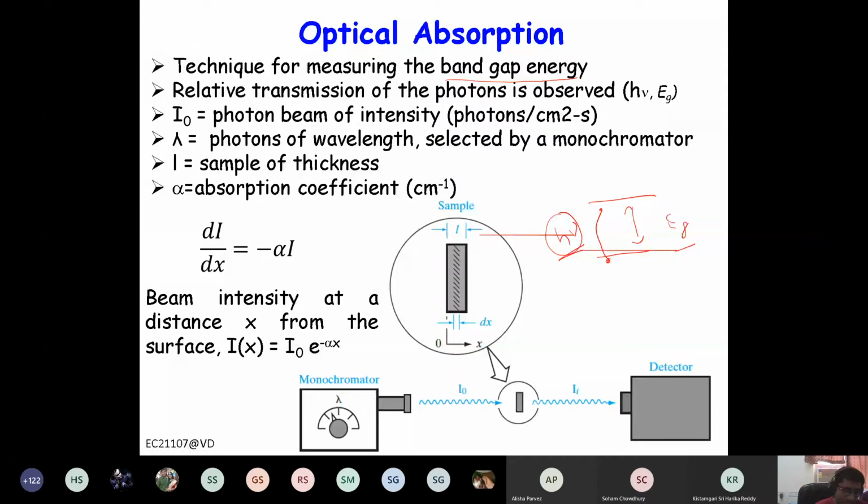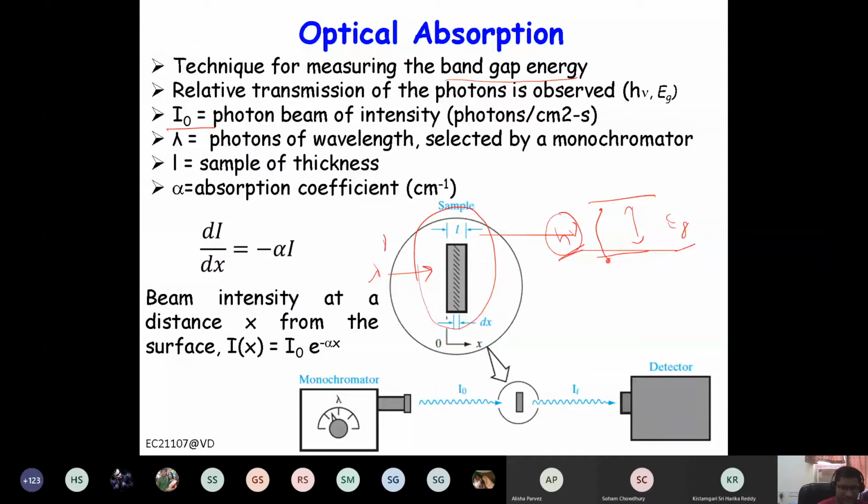Correct? So that means if I take a piece of semiconductor of length L and I incident a light on it, which has frequency nu or wavelength lambda, its transmission will depend on the energy of the photon that is incident on it. Now let's assume I naught is the intensity of photons per square centimeter per second. Lambda is the photon wavelength. Now, if you have a source, you can select using a monochromator which wavelength will pass through.